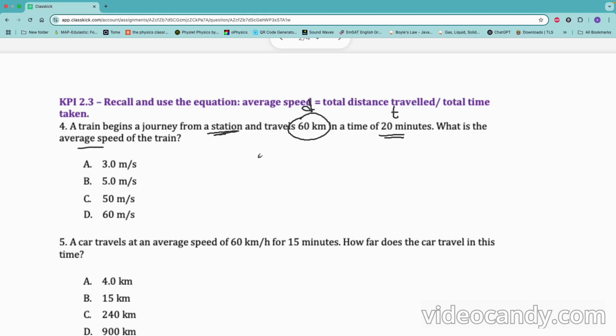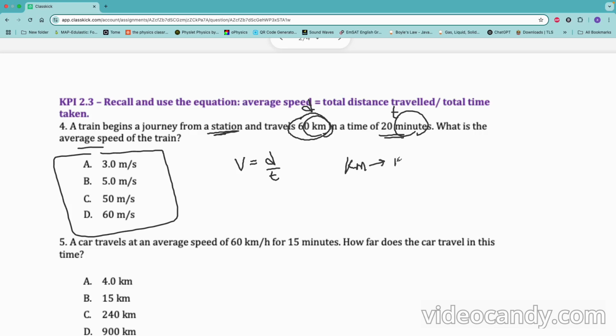This is straightforward. We know average speed is distance over time, but our distance here is in kilometers, our time is in minutes, and all units in the options are meter per second. So obviously we have to convert from kilometer to meter and from minute to second. How to convert from kilometer to meter? Multiply times 1000. How to convert from minute to second? Multiply times 60.